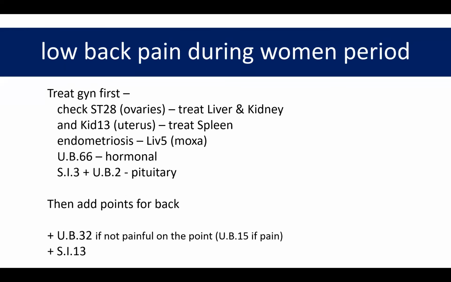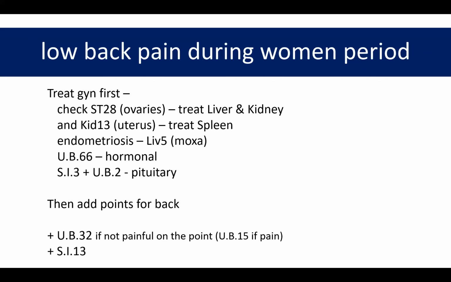Then she asked, low back pain during women's period. Treat the gynecological reflexes. Check stomach 28, which is the ovary reflex, and the ovaries are mainly in the kidney domain, but could be in the liver. Then check the uterus reflex, which will be spleen or liver kind of points. If it's endometriosis, use liver 5, and it's a moxa point. If it's hormonal, use UB 66.